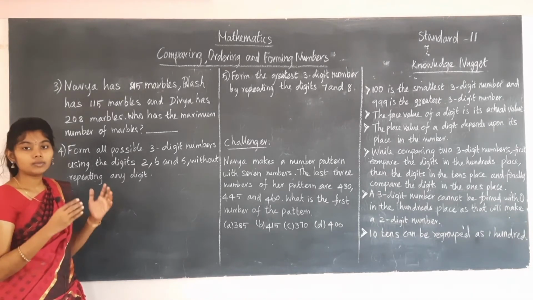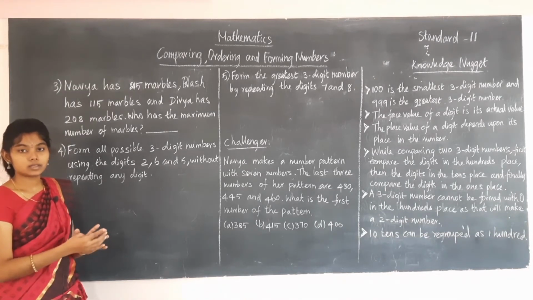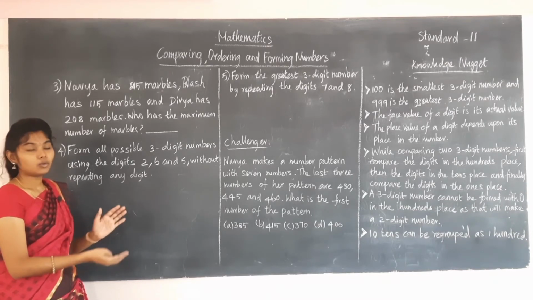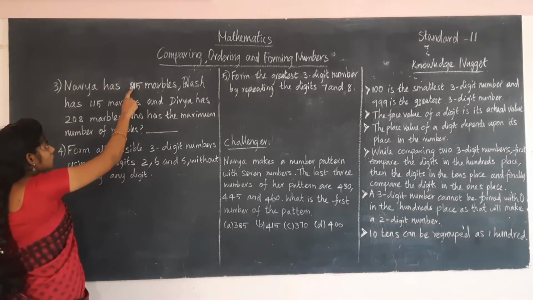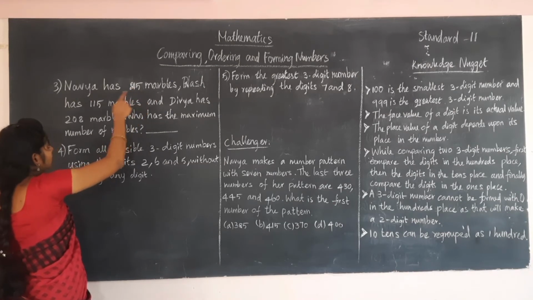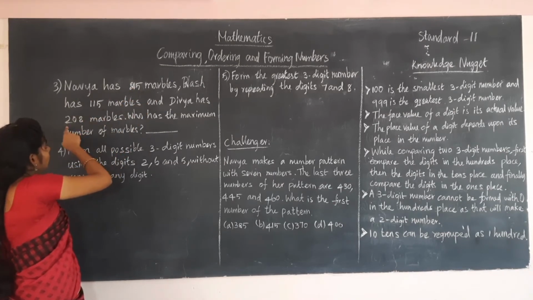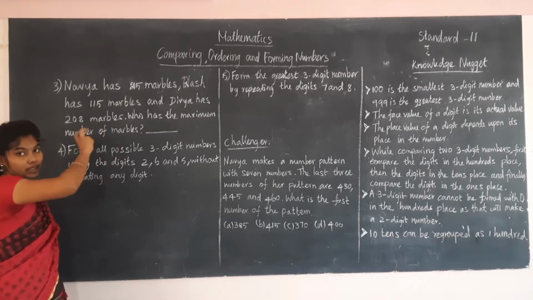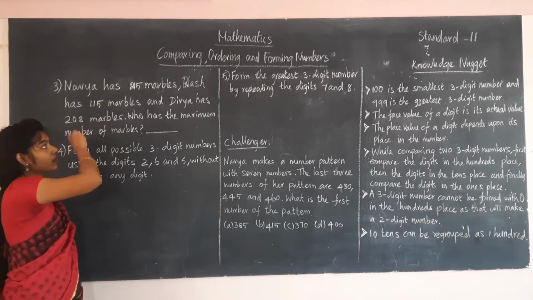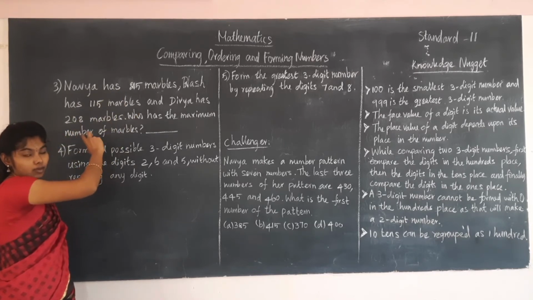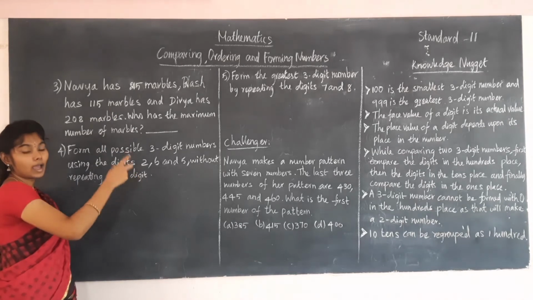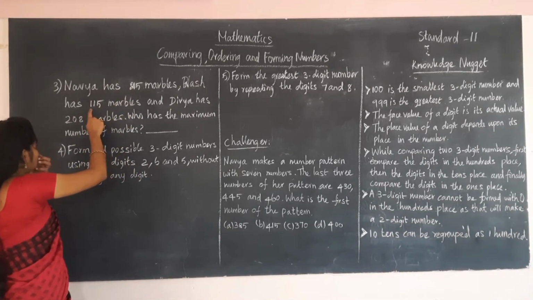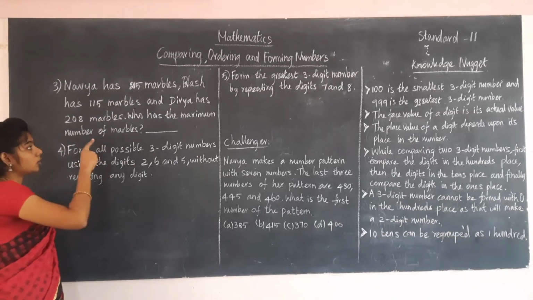To find that, we have to compare the numbers. First we see the hundreds place, then the tens, then the ones place. So we have to compare the hundreds place numbers. Take these numbers: 215, 115 and 208. First we see the hundreds place number. Write the numbers separately, give the places there: ones place, tens place and hundreds place, and write the numbers below. Now first check the hundreds place. Here there is 2, here there is 1, here there is 2. So we are going to find the maximum number.